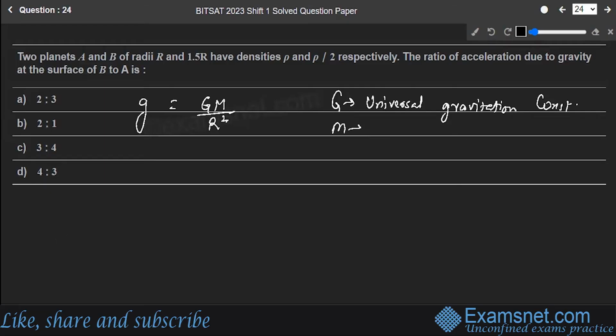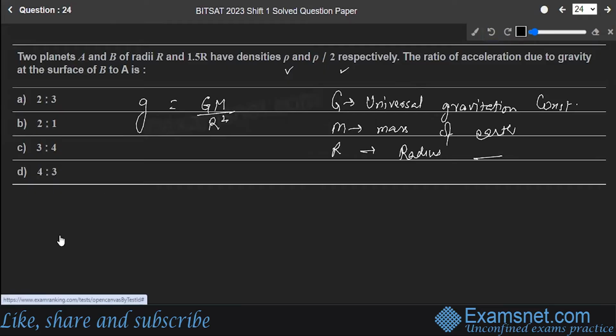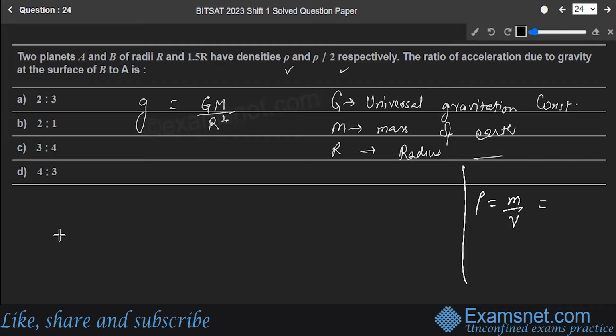Constant mass of Earth, and this is the radius of Earth, right? Now, I have to introduce the density somehow. You know, density, that is rho, is equal to mass upon volume. Let's do this on a separate note. Density is equal to mass upon volume, or mass is equal to density into volume. So let's write the same thing.